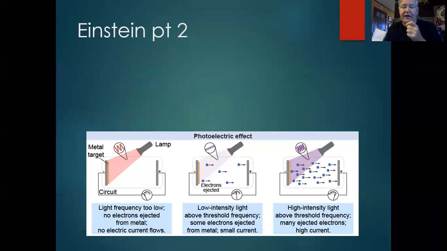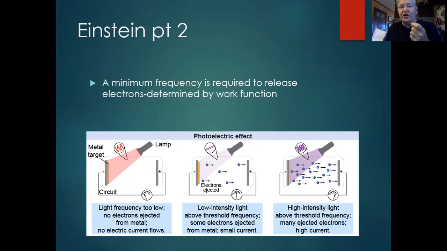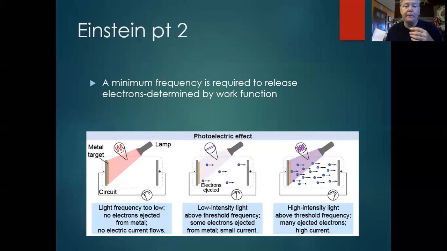Every metal has something called its work function. That's the minimum energy that you need to eject those electrons. If you don't meet that work function, you're just shining a light on a piece of metal. You're not ejecting any photoelectrons, okay? You're not ejecting any current.